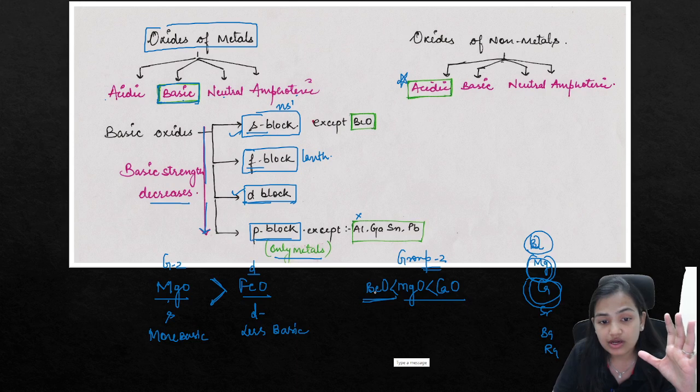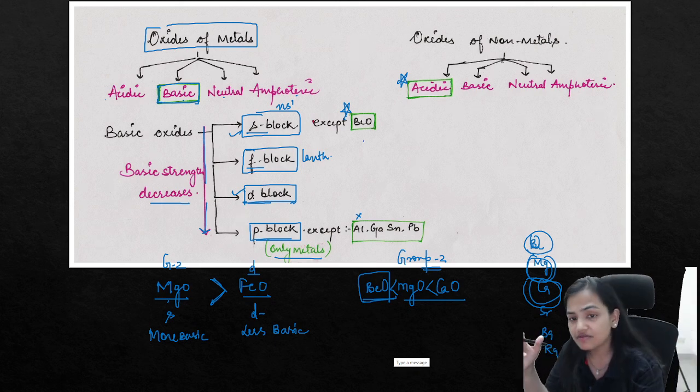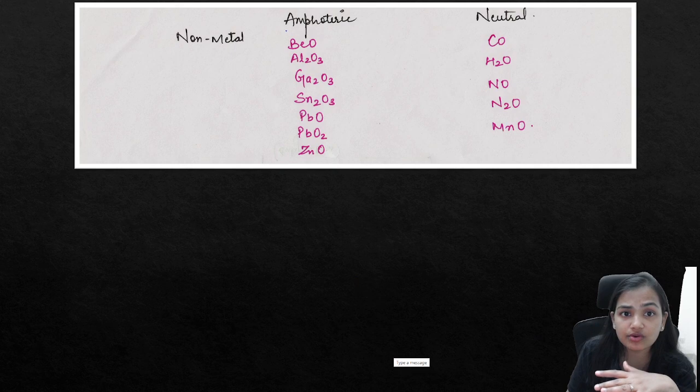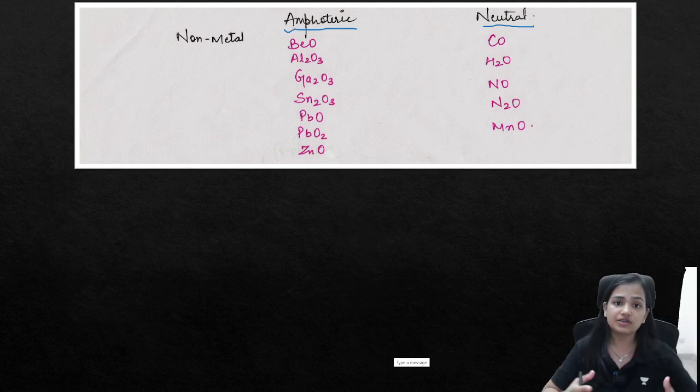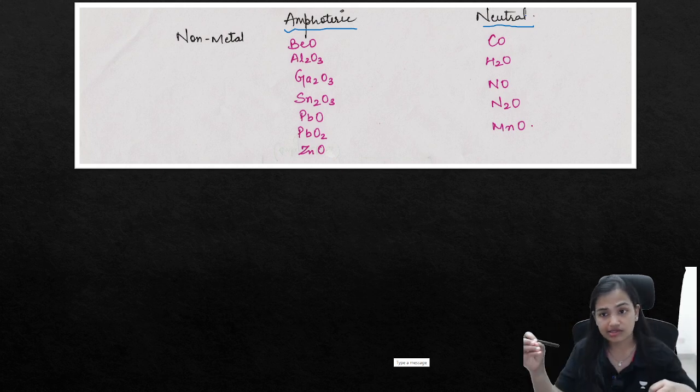Now let me tell you, what is this beryllium oxide? Here you can see that I have written acceptor. So basically there are a few oxides among the metals and non-metals which are quite different in nature. They could be amphoteric or they could be neutral. Okay, so it is always better that you learn what are amphoteric and what are neutral oxides.